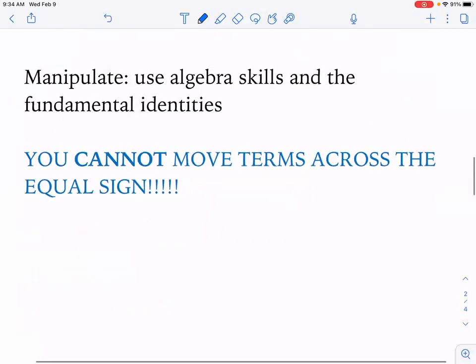So I don't know if you need a reminder or not, but you cannot move terms across the equal sign. That equal sign is a brick wall. Nothing goes through it, okay? Do not move to the other side, okay?